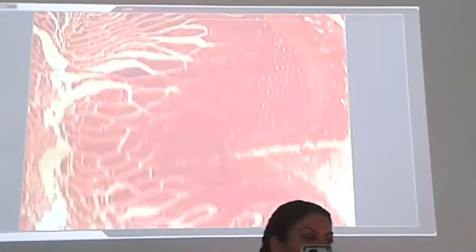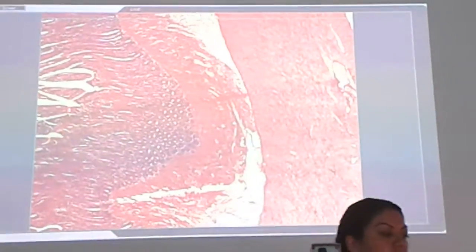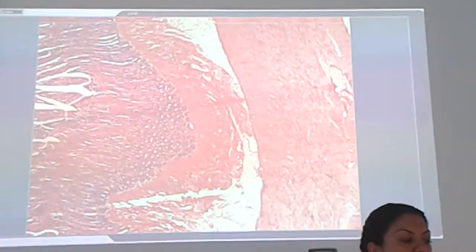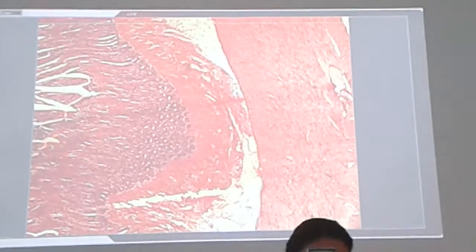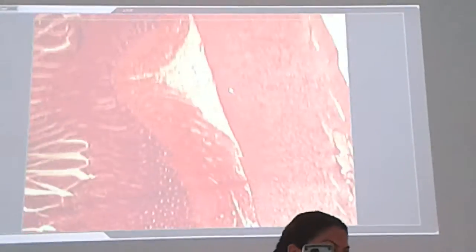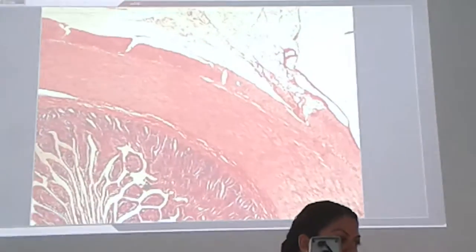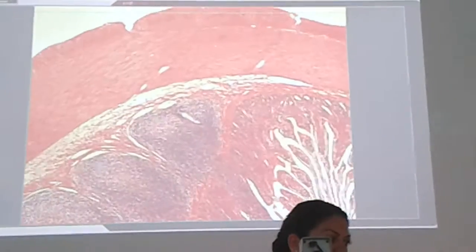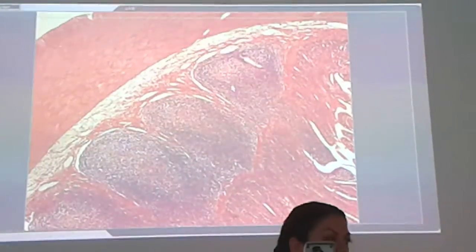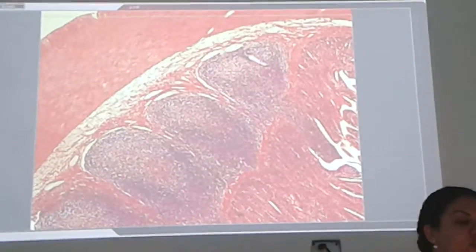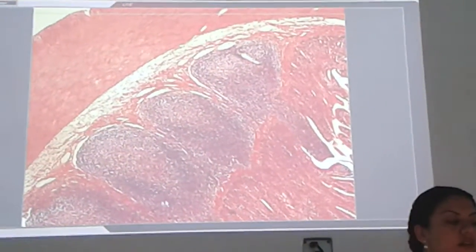And do we have Brunner's gland here? No. This is the submucosa, and this is muscularis externa. And I'll try to show you the Peyer's patches or lymphoid follicles. Yes, there you go. So these Peyer's patches or lymphoid follicles are found in which part?